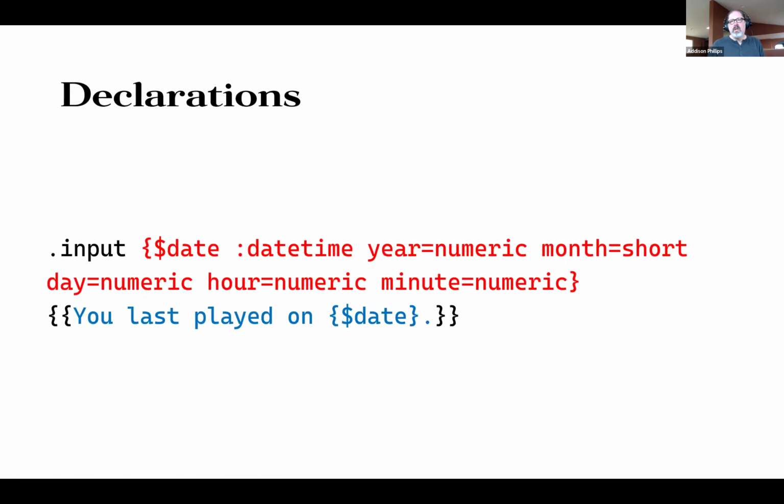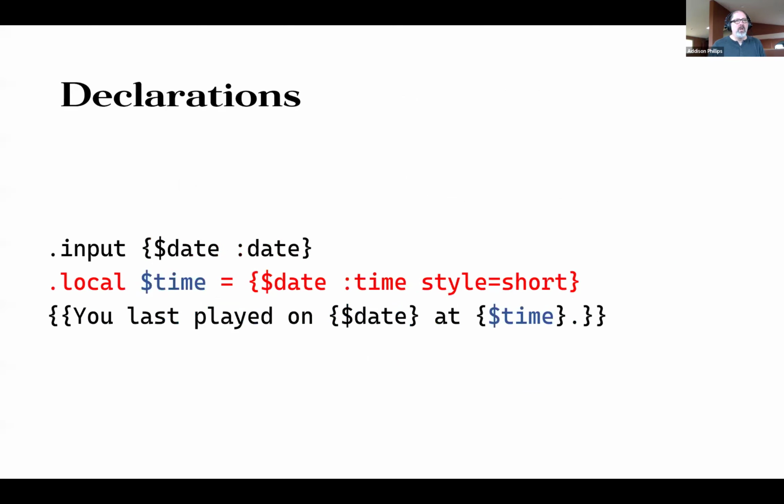So you can write a .input statement to decorate a value with a whole bunch of annotation, and then you can just write a simple pattern like this. You last played on date, and all of this annotation gets put into date for you because you've declared it earlier in the .input. You can also declare a local variable that might be used to modify a value that was passed to you, or it might be used to create a value out of thin air by calling a function, for example.